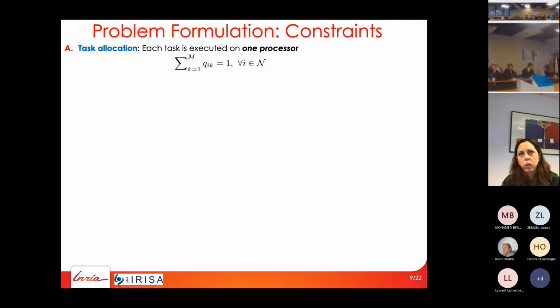Regarding the constraints that we need in order to formulate the problem, the first constraint is the task allocation, which tells us that a task should be executed only on a single processor.